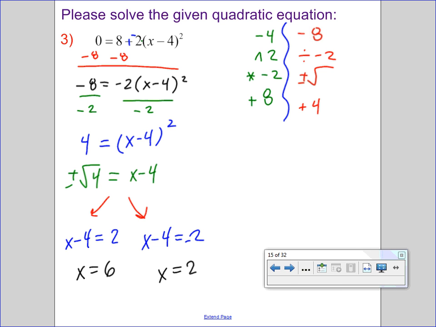I'll do a quick check. I'll plug in 2 into my original and follow my forward steps. Right? I knew there was a reason we wrote those green steps. Here we go. 2 minus 4 is negative 2. Negative 2 squared is positive 4. Positive 4 times negative 2 is negative 8. Negative 8 plus 8, does that equal 0? Yes, it does. So we found a winner. I want to box that bad boy.